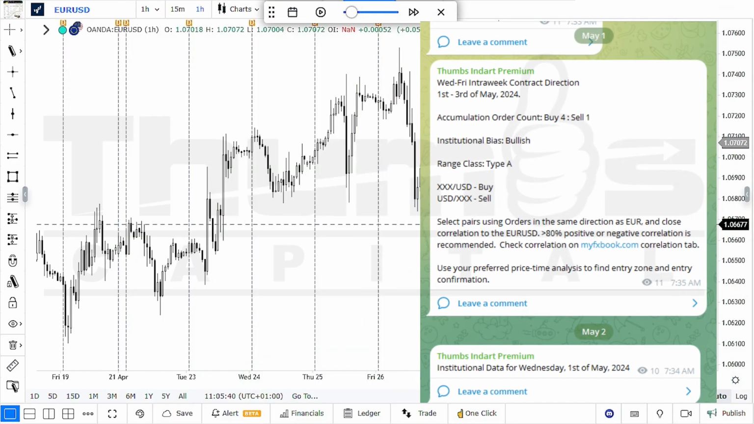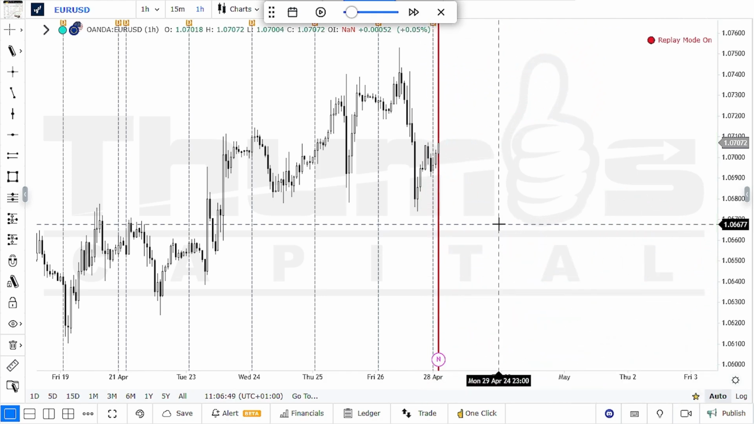Similarly, on the 1st of May by 7:35 a.m., that is before London open on Wednesday, we posted the institutional orders from Tuesday and did the order count to determine the direction for Wednesday-Friday contract period. The order count ratio was 4 buys to 1 sell, which means the institutions are bullish, so we should buy Euro USD for Wednesday to Friday contract period. With this approach to trading, you have no business looking for direction on the chart. All you just need to do is find the setups that align with that direction and trade.